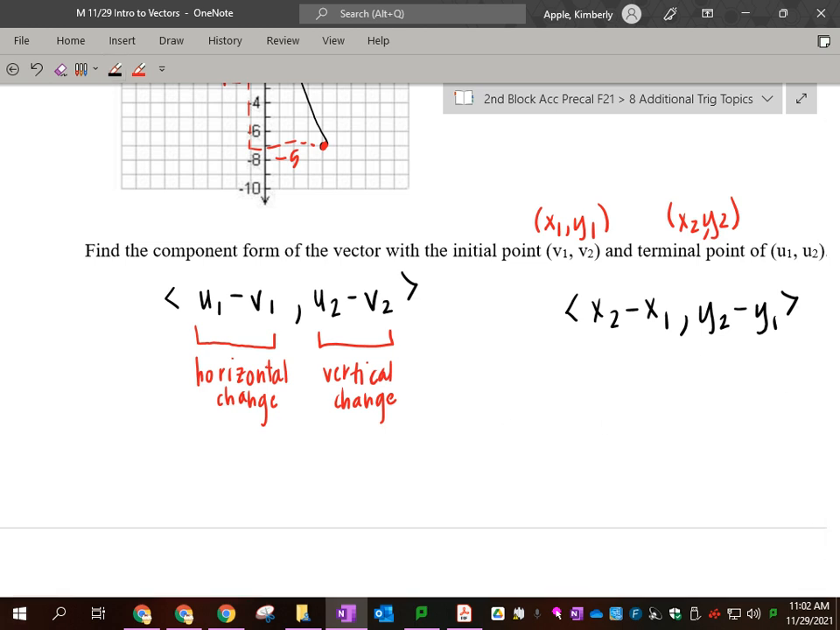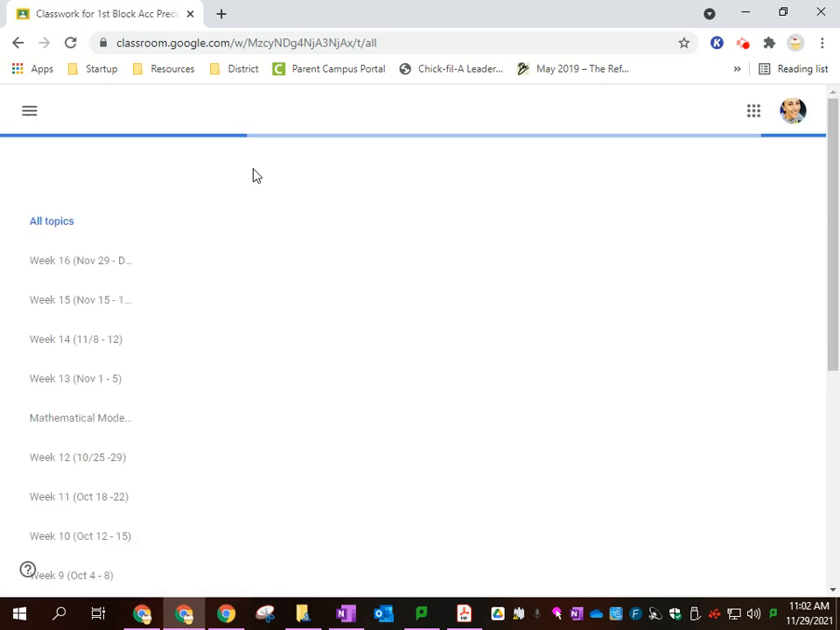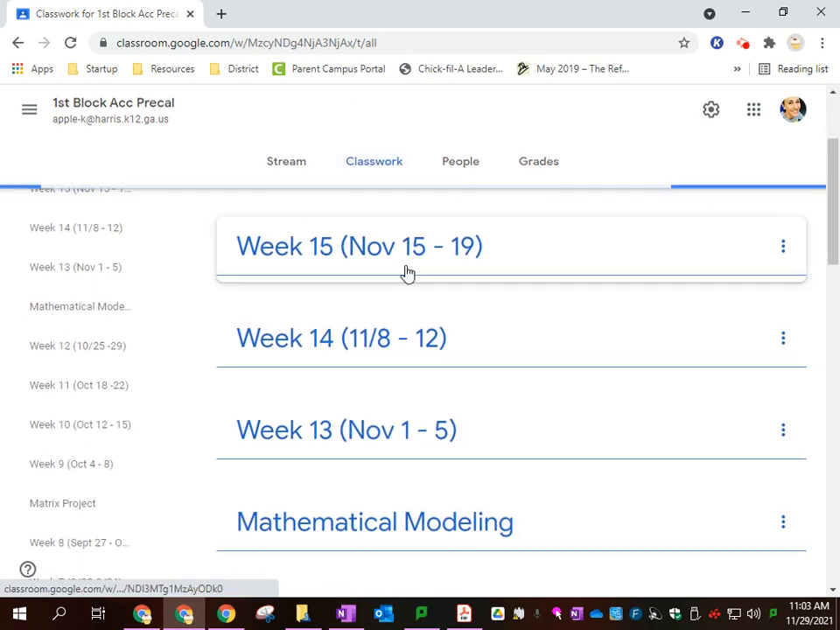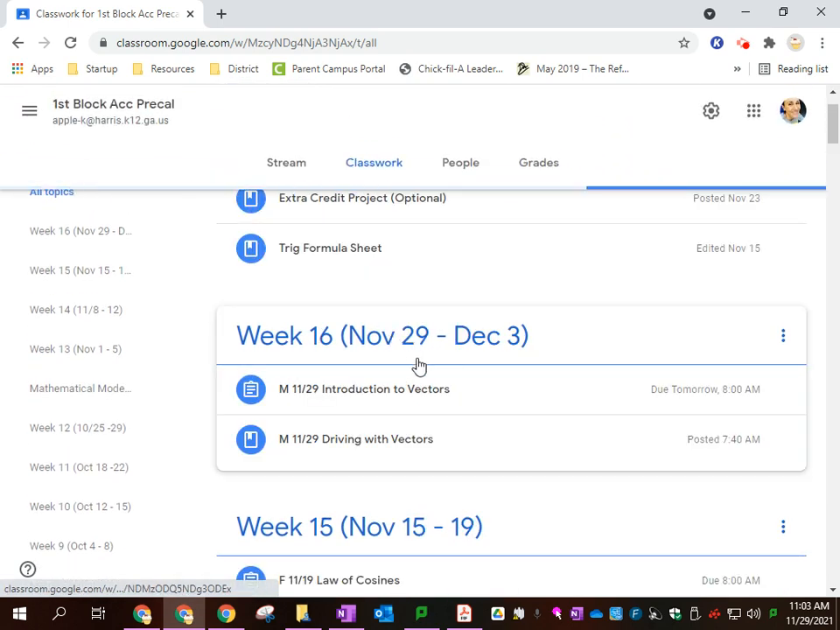On number 4, you have the slowest computer on the planet sometimes. Miss Apple.